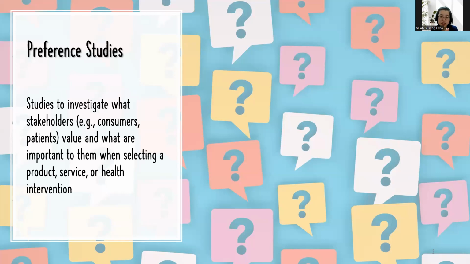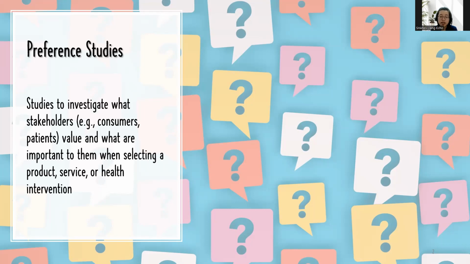So these kind of studies are called preference studies, which are research studies that aim to understand people's preferences, their opinions, and their attitudes toward different products, services, policies, or even healthcare interventions, treatments, and so many other things. So these type of research methods, research studies have been applied to many different fields.